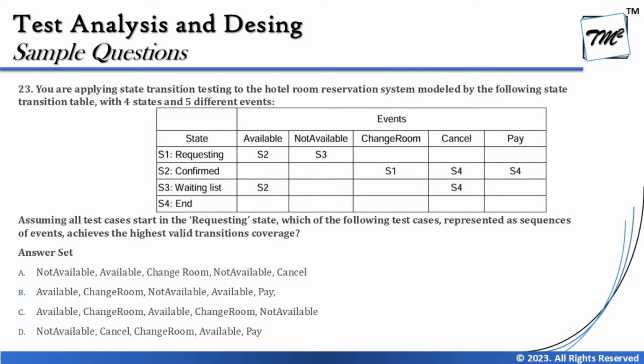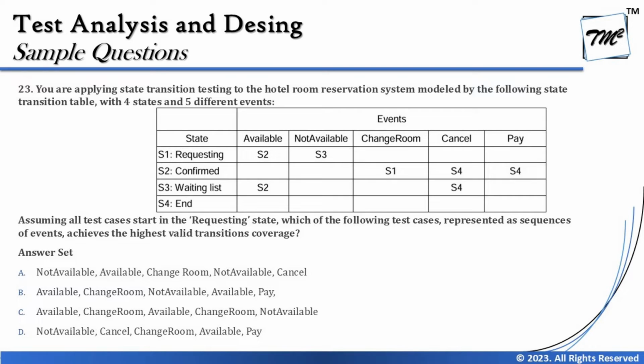The question says, assuming all test cases start in the requesting state, which of the following test cases, represented as a sequence of events, achieves the highest valid transition coverage? So as usual, the generic question is what is being asked: which of these covers the highest valid transitions, but starting from requesting. If you look at the options here, none of them start from requesting, because the question itself says to assume it is starting from requesting. After that, which is the path which covers the maximum number of transitions.